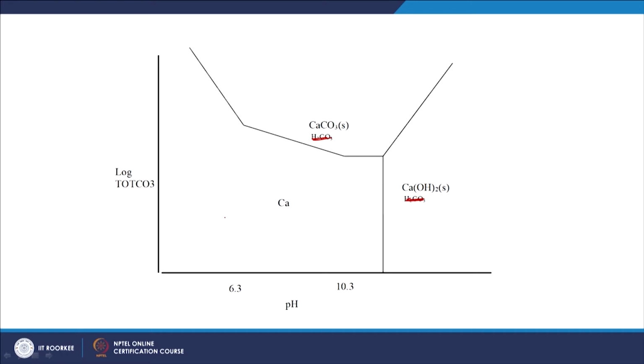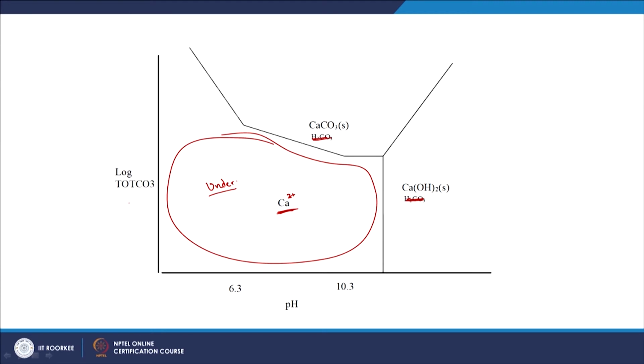So here we have a new variable, here we also have Ca2+. So what does this mean in this region? It is undersaturated with respect to precipitation, let us say, and Ca2+ would predominate. So as you keep increasing the pH, at lower pH and at lower log total CO3 you see that Ca2+ would predominate, and that is in this whole region. This region would correspond to relatively low pH, as you see here, and relatively low log total CO3, and that is what you would expect, right.